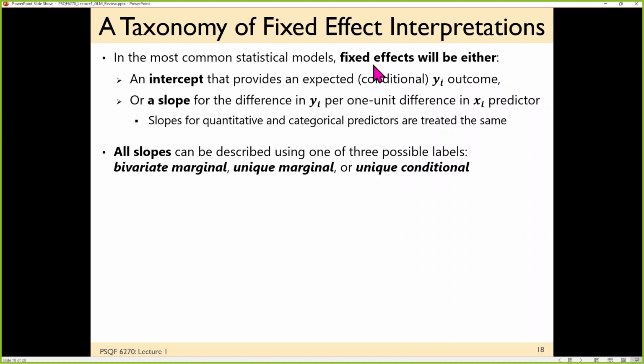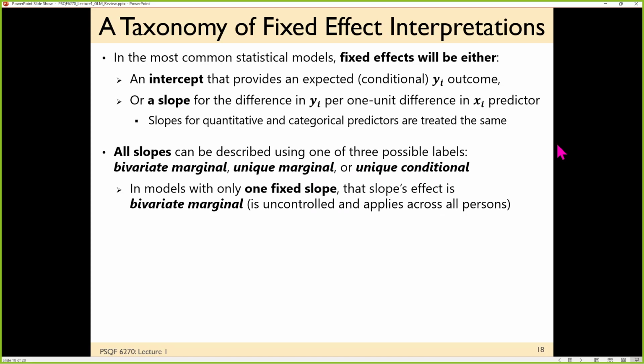I use the term fixed effects because they are constants. In other models, you can have things called random effects that are variables. So fixed effects specifically, they are either going to be some kind of expected outcome, which we usually call an intercept, or they're going to be some kind of slope. And we can talk about the slope that is differentiating categories of a predictor in the same way that we talk about it as if we're going one unit up on a quantitative variable. The slopes themselves have three possibilities in terms of how they should be interpreted, how comprehensive they are: bivariate marginal, unique marginal, and unique conditional.